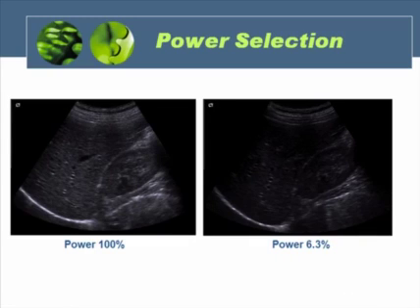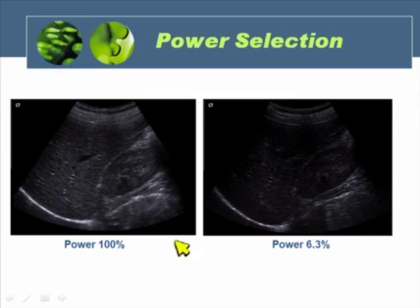At 6% power, now at this point we're sending much less sound energy into the patient, and therefore the return echoes that come back will also be weak. However, notice I still have good definition of the hepatic vasculature. I'm still able to see into the far field.